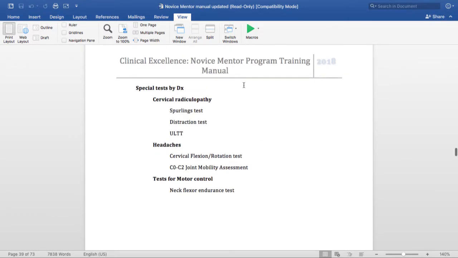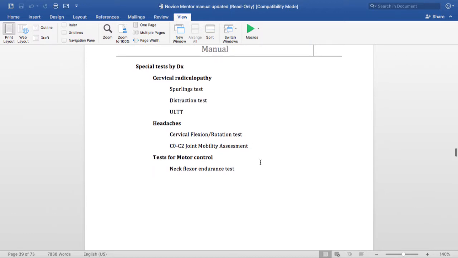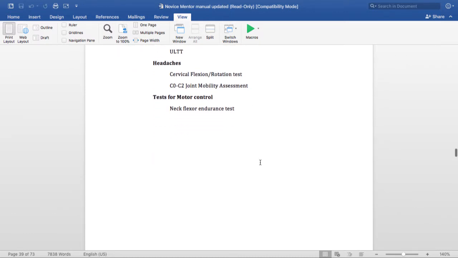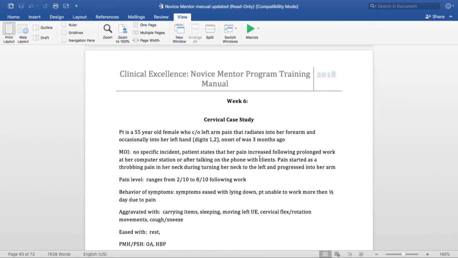The special tests. These are clusters. So we have Spurling's, distraction, and upper limb tension test for cervical radiculopathy. For headaches, usually a cervical flexion-rotation test, and you could do C1, C2 mobility testing. It would be hypomobile. For motor control, it's neck endurance testing. Okay, that's it for week number 5.